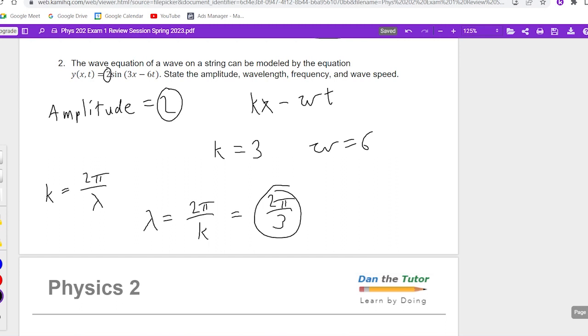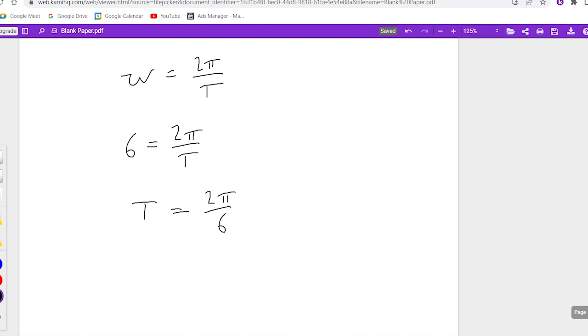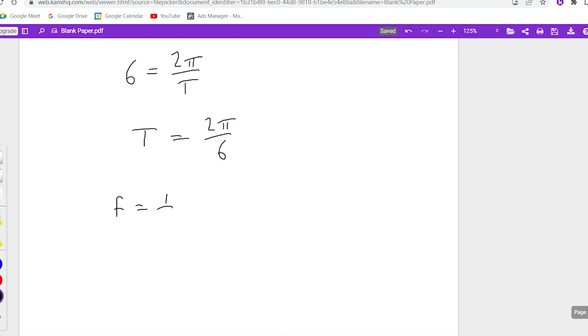Now to find frequency. Remember that omega equals 2 pi over T, and we said omega was 6. So 6 equals 2 pi over T. Switch the positions of the T and the 6. T is going to equal 2 pi divided by 6. And remember that frequency is 1 over the period. So I just take the reciprocal of this to find the frequency. And the reciprocal just means flip it. So the frequency is 6 over 2 pi. And yes, that will reduce to a 3 in the numerator. So the frequency is 3 over pi.